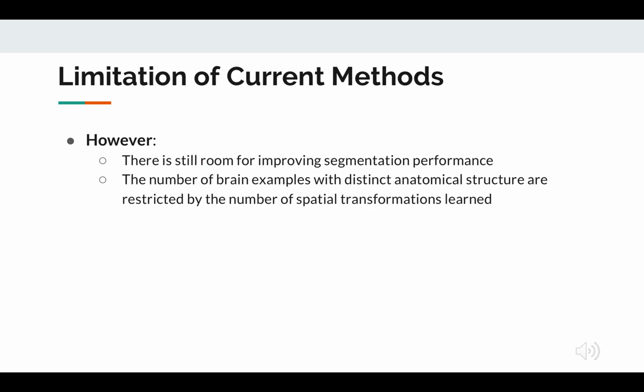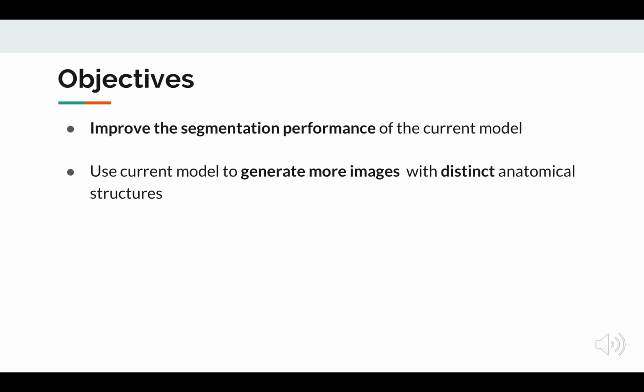However, the current methods still have some limitations. Firstly, there is still room for improving segmentation performance. Secondly, the number of brain examples with distinct anatomical structures is restricted by the number of spatial transformations learned. So our objective is to eliminate the limitations of the current method. We want to improve the segmentation performance of the current model, and we want to use the current model to generate more images with distinct anatomical structures.